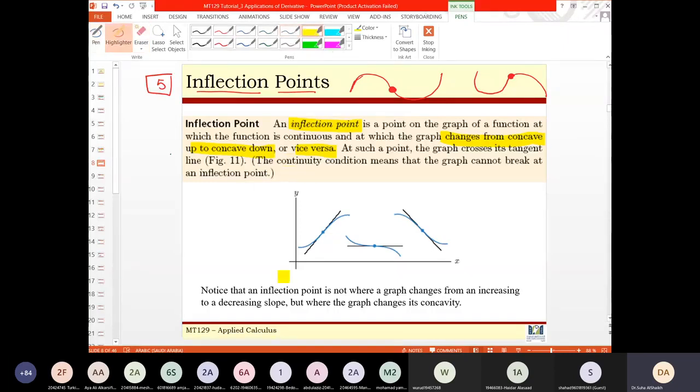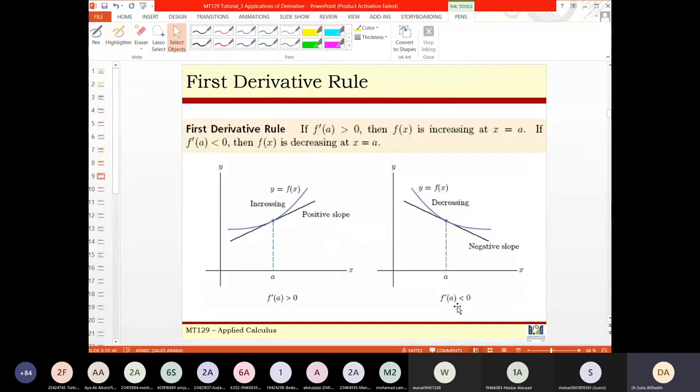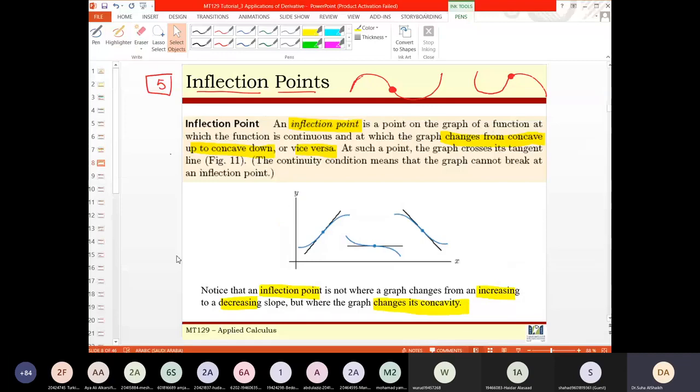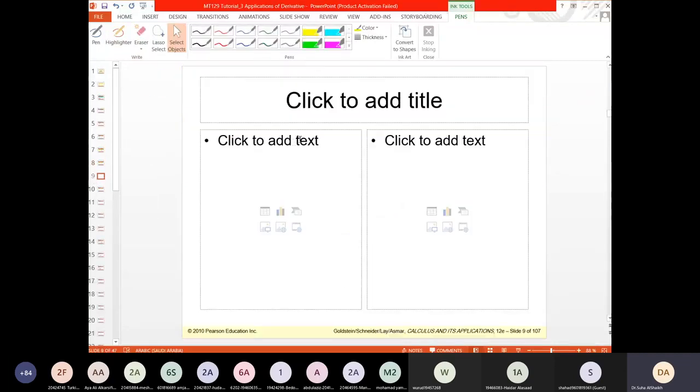So you have to be careful, the inflection point is not the point where the function changes from increasing to decreasing. No. It is where the function changes its concavity. You get it? So those are the 5 things you have to know. Those are the 5 definitions that you need to know so that you understand this chapter.